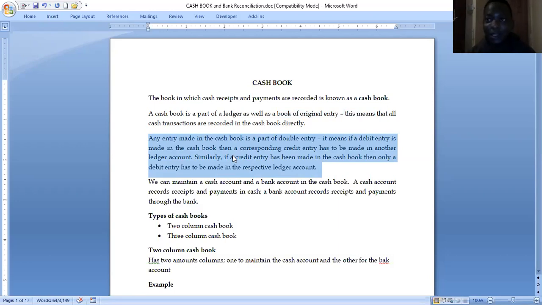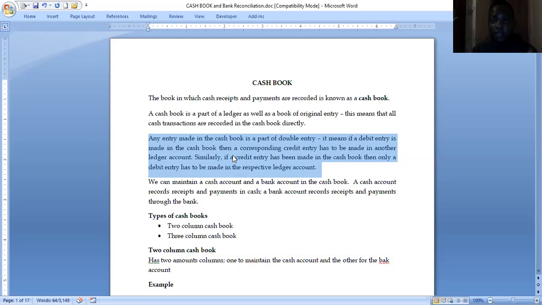Please note that I may be mixing myself up as I'm explaining, but I hope you understand that whenever an asset is increasing, you're supposed to debit, and whenever the asset is decreasing, you're supposed to credit. So the same applies with cash and bank, which are both assets. Whenever they increase, you debit, and whenever they decrease, you credit. So entries in the cash book will follow the double entry concept of accounting.